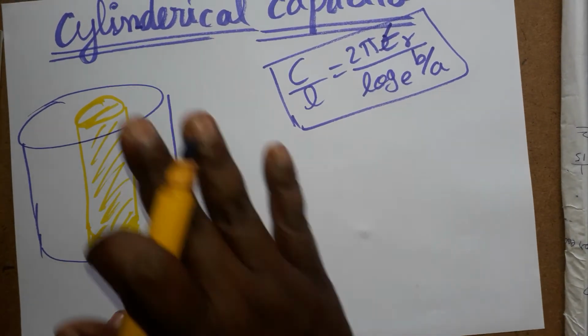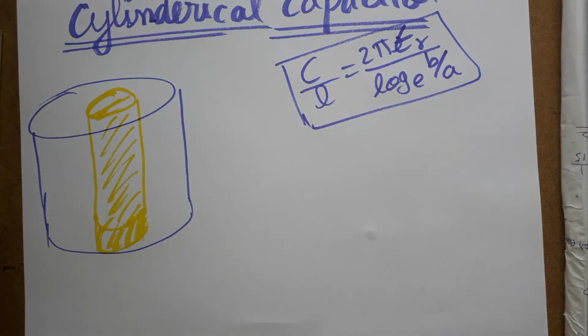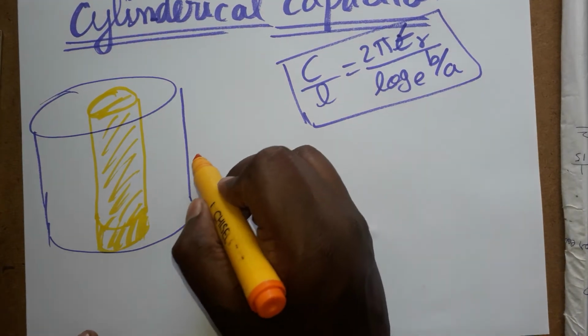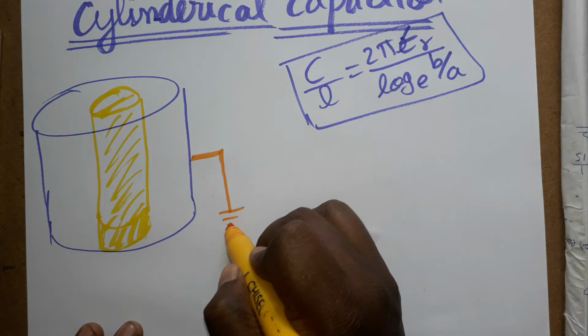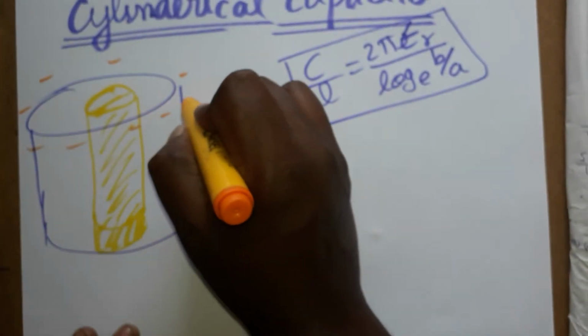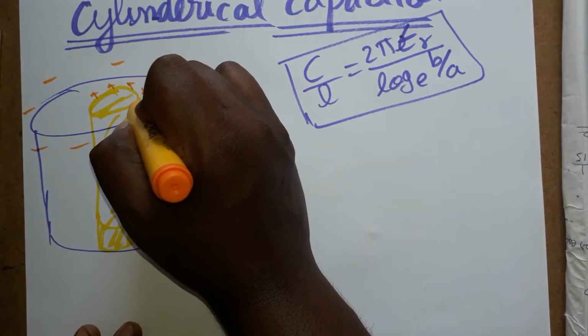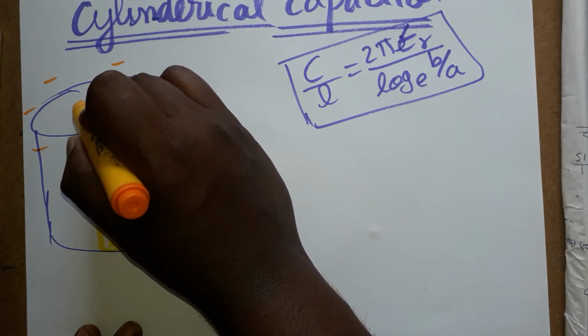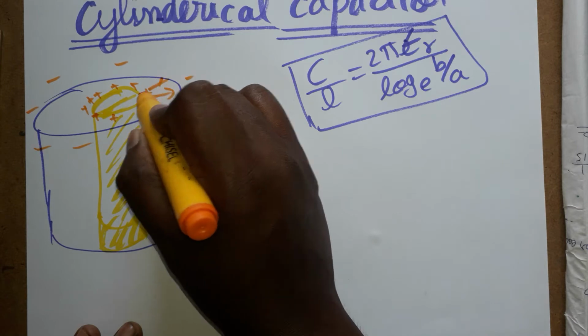Okay, so this is a cylindrical capacitor. The outside area I am just earthing, so this is going to act as the negative. Inside is going to be the positive of the cylinder. Okay, so it is positive, and the electric field is going to be stored like this.